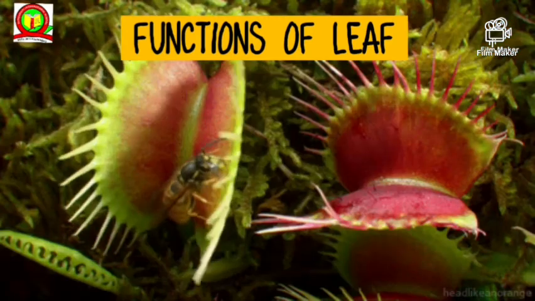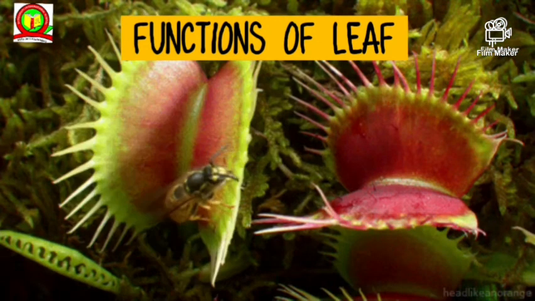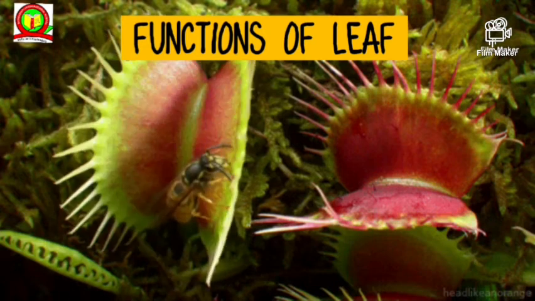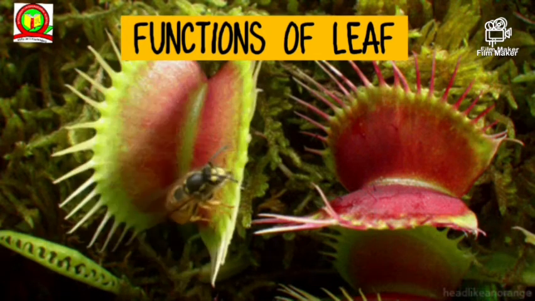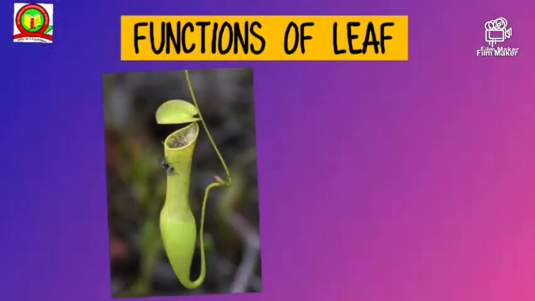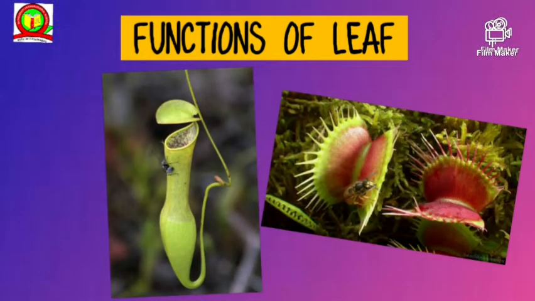You know, there are certain plants that eat insects. They are called insectivorous plants. For example, Venus flytrap, pitcher plant, etc. Here leaves are modified to set the trap for insects.